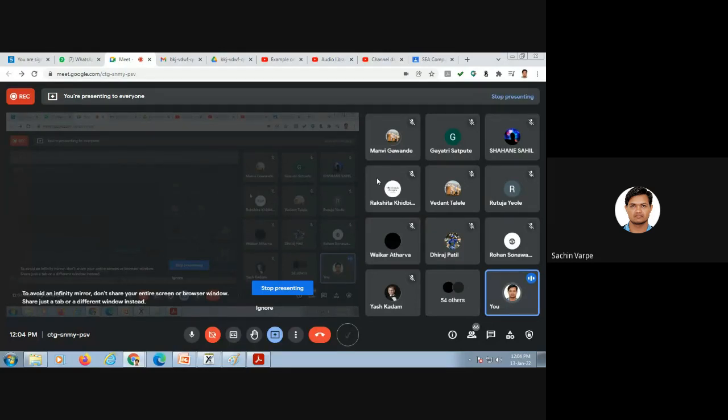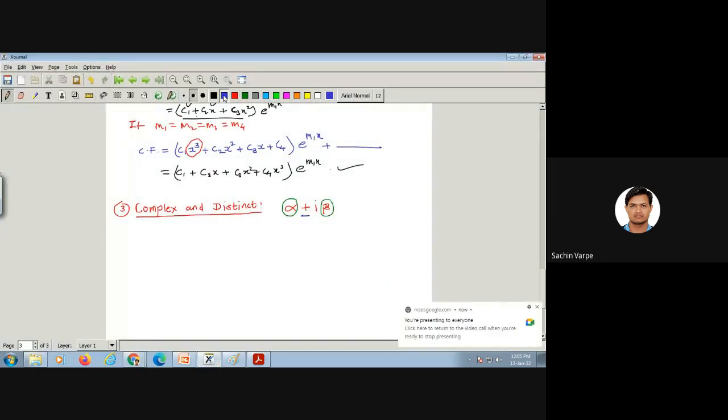So the possibilities are either all the roots can be real, or one root can be real and the remaining two roots are complex. These are the two possibilities. But there is no possibility that all the roots will be complex. Clear to everyone? Because it is of odd degree. If it is an even degree, then it is possible that all roots are complex, right? Because in an even degree polynomial the number of complex roots will be in multiples of 2, right? So let us now discuss the formula.